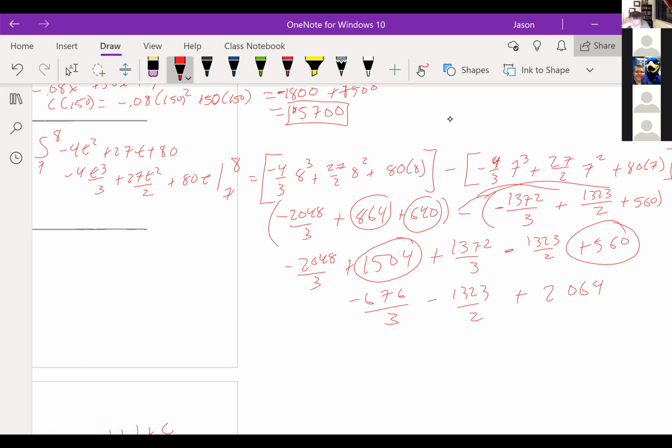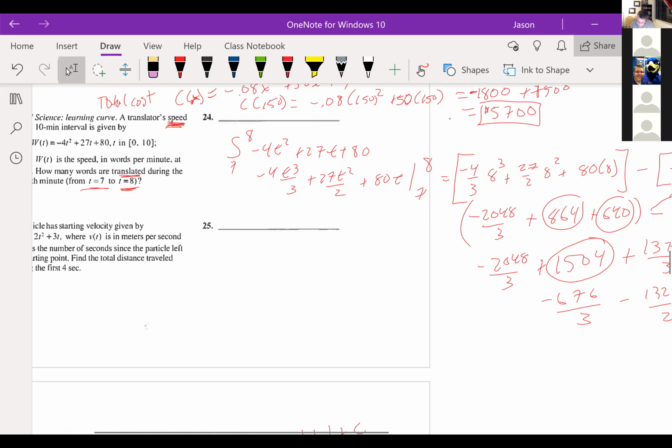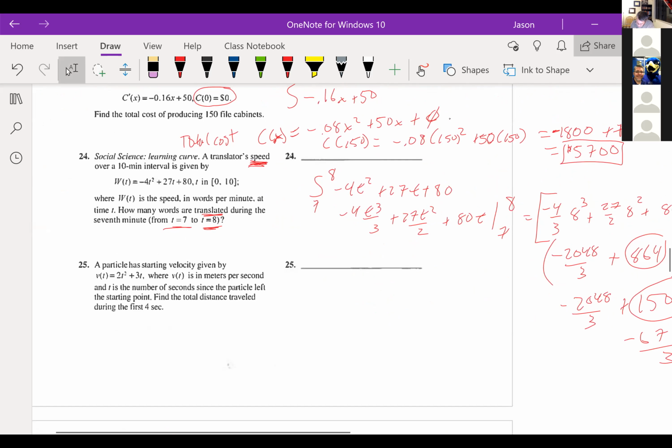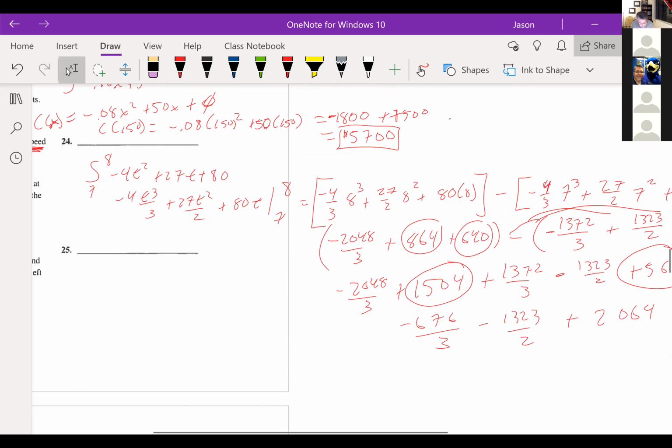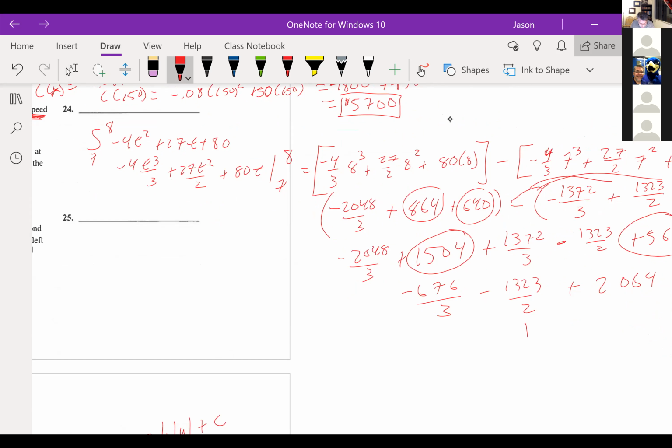Words per minute times t. Well, maybe some of my arithmetic is off. Let me see. Let me make sure that I'm not completely wrong here, because what I'm getting is 1177.2. So maybe some of this arithmetic is off. Let's check it real quick.